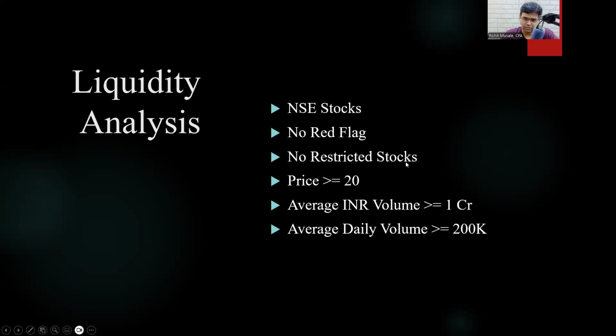Then no restricted stocks. See, there are some stocks that have a restriction on them, like you have to buy a minimum quantity of shares. Let's say minimum 500 you have to buy. Then there are some stocks where you can't sell on the same day. So that is another restriction. So if your stop loss gets hit on the same day, you can't exit the stock. That's a problem. How do you identify these stocks?